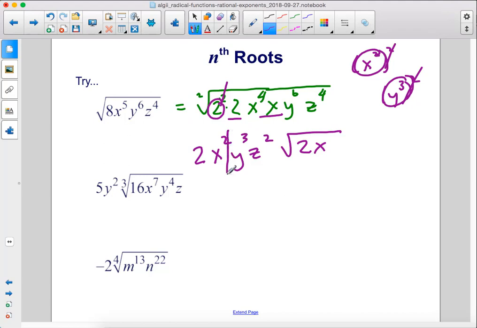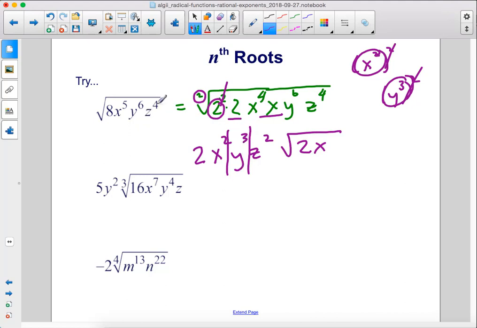So we do need absolute value signs. And remember, this is because also the index is even. If the index was odd, we wouldn't need any absolute value signs. But we have an even index, and we have an even exponent here, but an odd exponent in the answer outside the radical, so we do need absolute values.